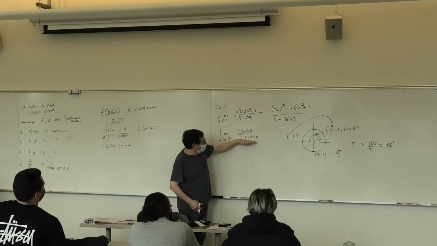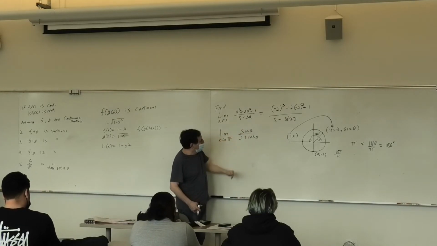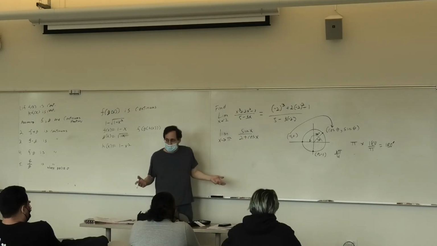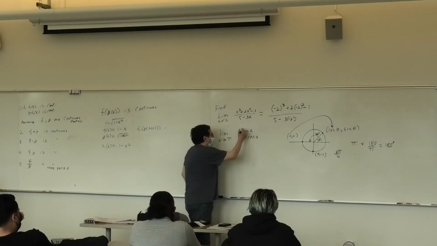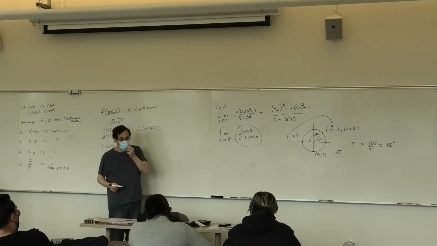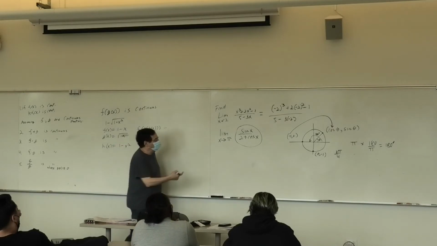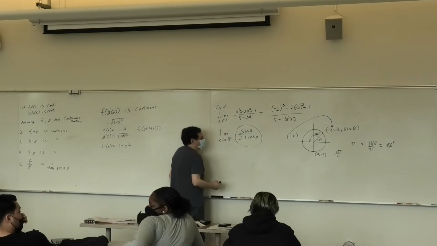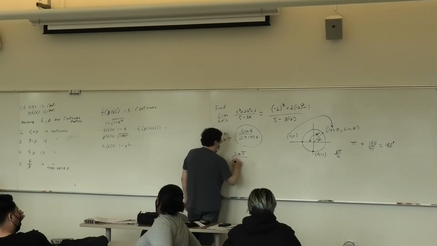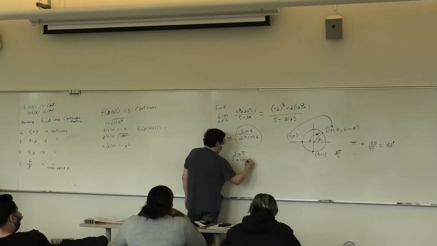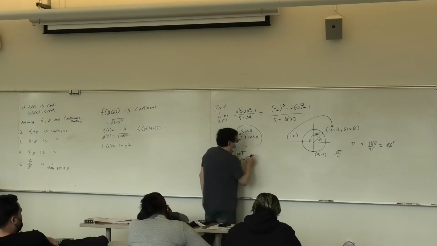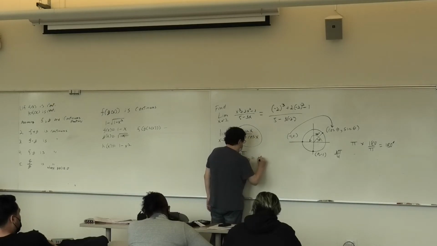So sine is continuous everywhere. Cosine is continuous everywhere, and this fraction is continuous everywhere. This is a continuous function, continuous on all real numbers. So all I have to do to find the limit is evaluate the function. So I just need to know sine of pi over 2 plus cosine of pi. Well, that's easy because sine of pi is 0. So this is just 0.